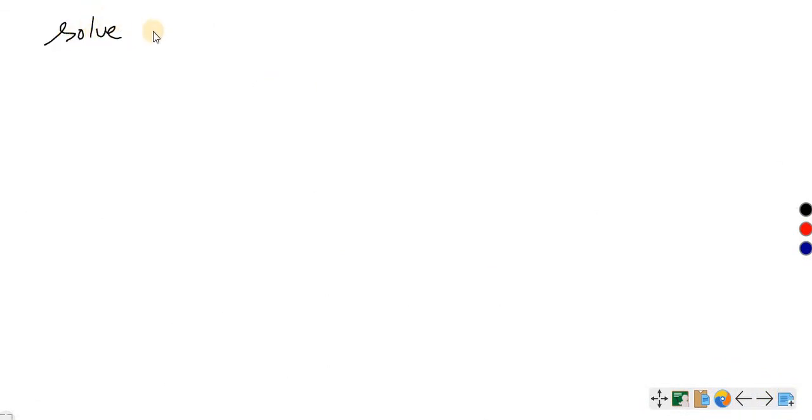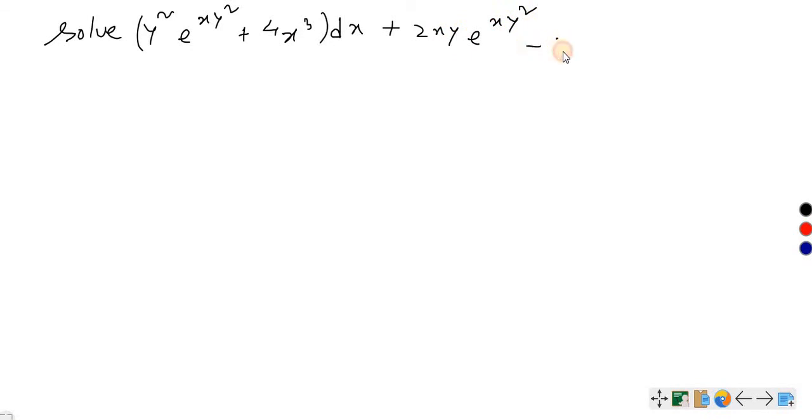Solve (y square e to the power x y square plus 4 x cube) dx plus (2xy e to the power x y square minus 3y square) dy is equal to 0. So this is the question we have. Okay, now let us see the solution for this.